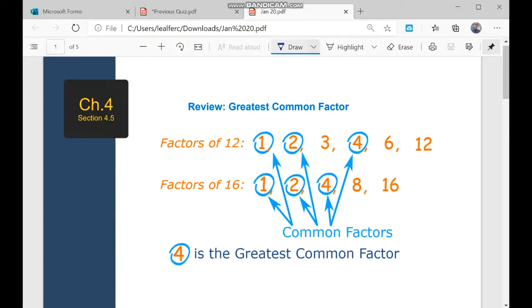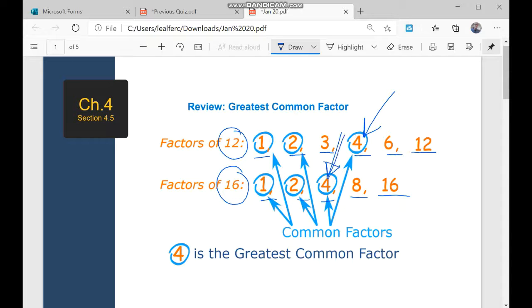If we have, for example, 12 and 16, the factors of 12 are 12, 6, 4, 3, 2, 1. The factors of 16 are 16, 8, 4, 2, and 1. You can easily identify that the greatest common factor is going to be 4, the factor that's common to both numbers.